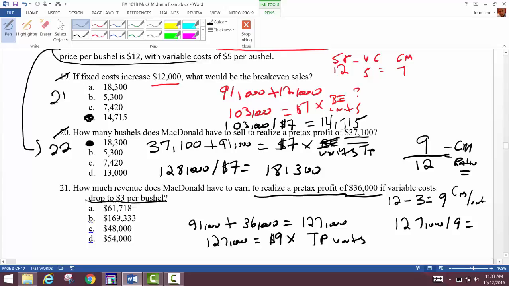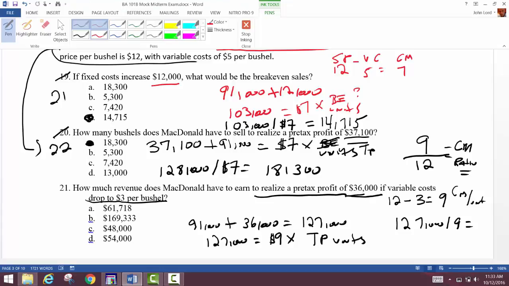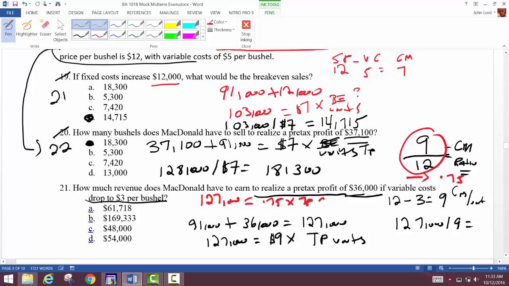I needed the contribution margin ratio here. Let me just put that in red. And so I would have gone ahead and said what? 127,000. My contribution margin ratio is how much? 0.75. Just 9 divided by 12 is 0.75. So I would have said 127,000 times 0.75 times my target profit sales in dollars is what this question was looking for. So I should have used the contribution margin ratio here.